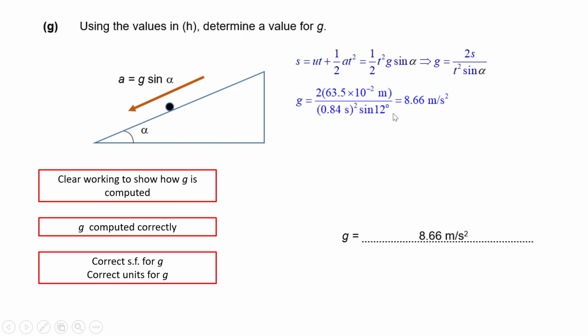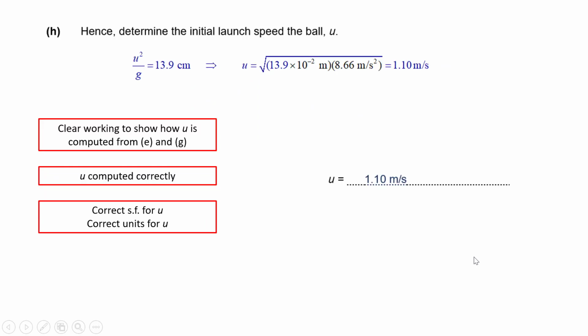If you have put units into your working, it will look a lot more sensible and you'll be a lot more careful in the conversion. Finally, we want to determine the initial launch speed of the ball, u. Earlier on, we got u squared over g equals 13.9 cm. So that leaves us that u is equal to the square root of 13.9 times g. Put in the two values you calculated earlier. Since this is in cm and g is in meters per second squared, you would need to convert your value of 13.9 cm into meters, and then that will give you a value around this value.